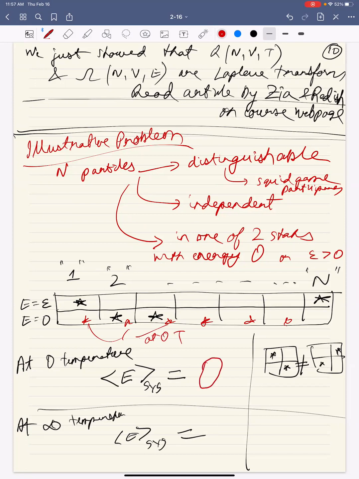At high temperature, infinite temperature, what do you expect it to be? N epsilon over 2. Not n epsilon, but n epsilon over 2. And this is very important because the temperature is so much higher. This temperature is such that the value of Kb multiplied by T is much more than epsilon. So whether you are in 0 or in epsilon doesn't matter. You're just boom, boom, boom, boom, boom, right?